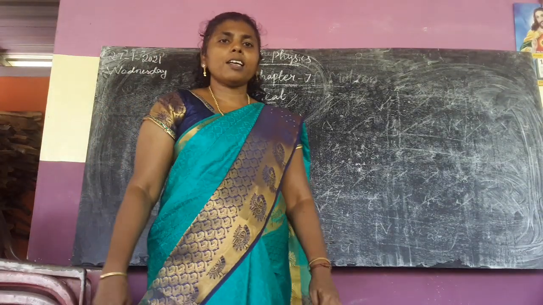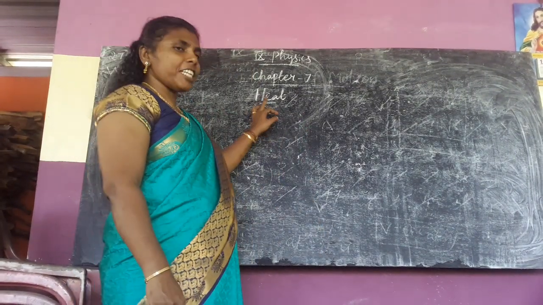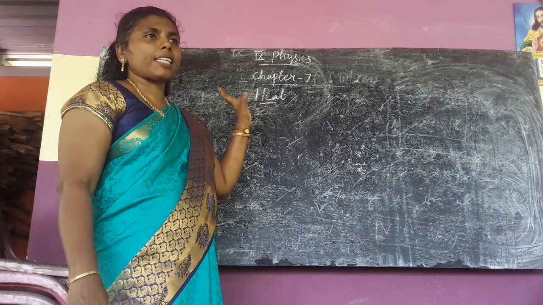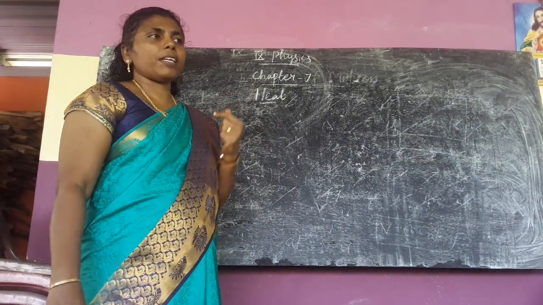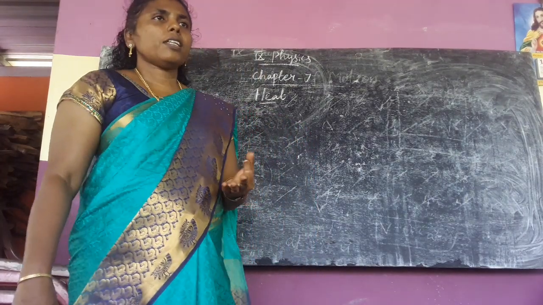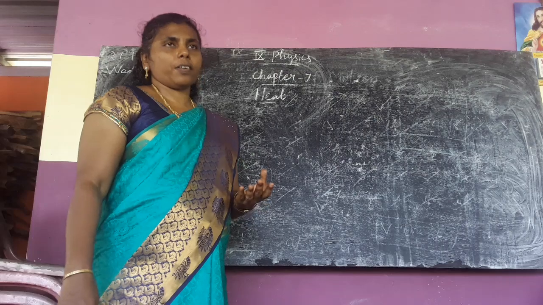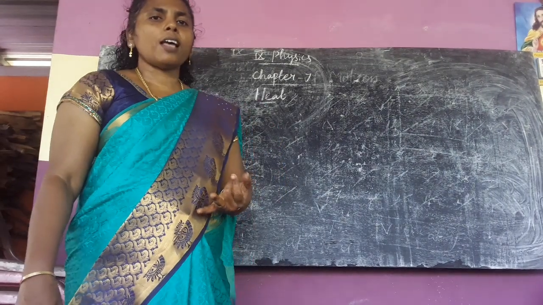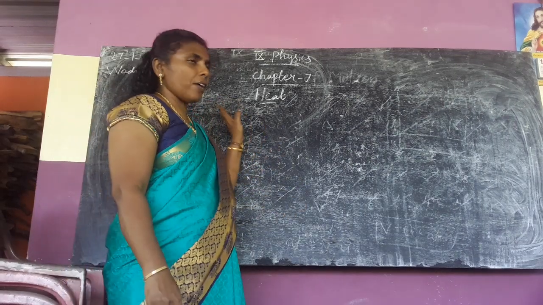Good morning, students. Last class we learned about heat. So what is heat? Heat is a form of energy. How does heat transfer? Three ways we have learned. What are the three ways? Conduction, convection and radiation. Then we learned different scales of temperature. What are the different scales? Fahrenheit, Celsius and Kelvin. This is what we learned last class.